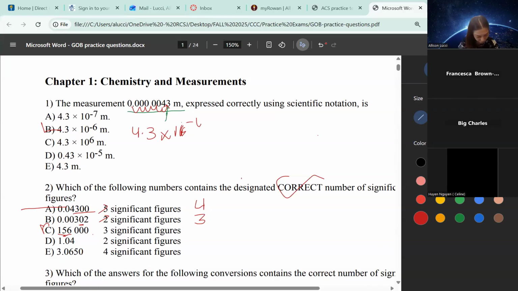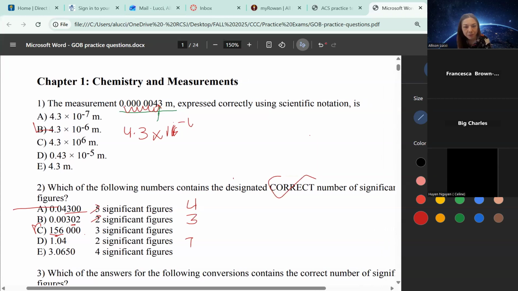For number 2, it would be letter C, because we do have 3 sig figs, the 1, the 5, and the 6, but none of the zeros. So answer choice D would have 3 sig figs. And then answer choice E, we have 5. All of those zeros would be significant. So the only correct notation there is answer choice C.